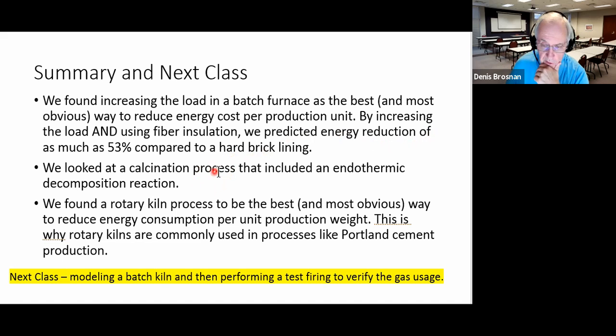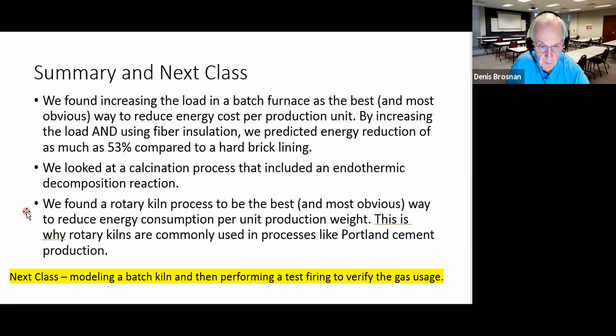Well, now we looked at a calcination process that included an endothermic reaction. Most ceramics are going to have some sort of endotherm, particularly clay ceramics, because we have to supply heat for dehydroxylation of the clay. So that was something new in calculating the total heat requirement. And then we compared a rotary kiln process to a batch kiln process and looked at the energy consumption.